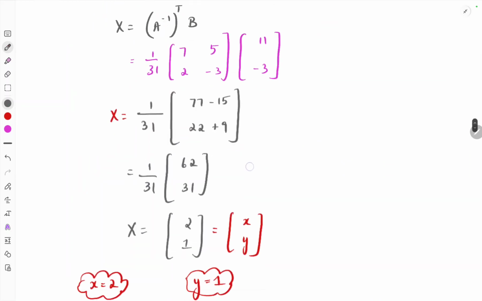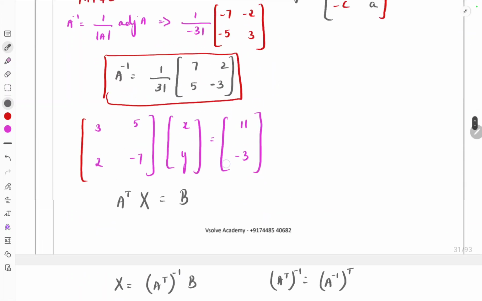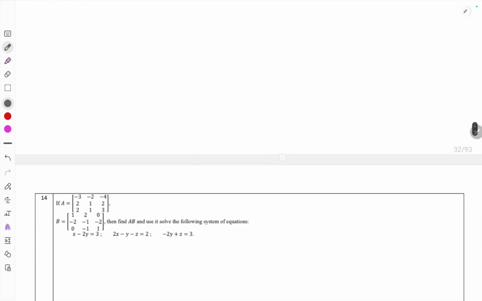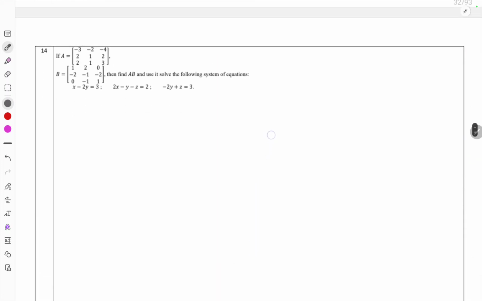So x is 2 and y is 1. So 3 into 2 plus 5. So 3 2s are 6, 6 plus 5 is equal to 11. Yes. And for the second one, 2 into 2 is 4, minus 7. So 4 minus 7 is minus 3. Yes, it is correct. So now we can go to the 14th question.